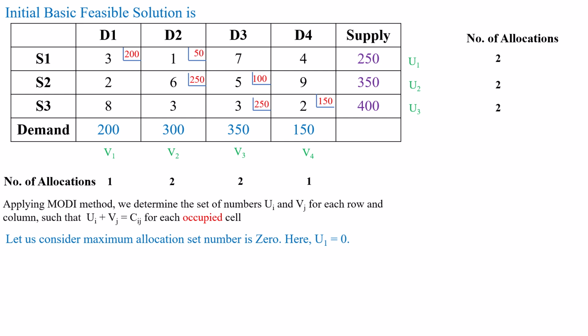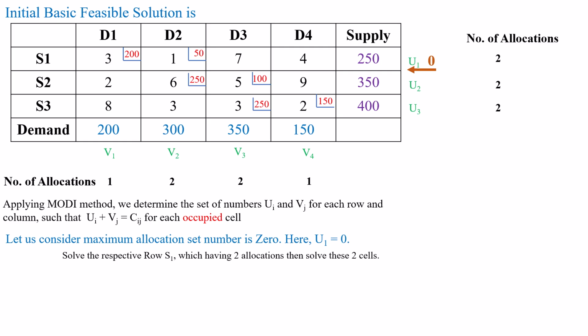Observe that the S1, S2 and S3 rows, as well as the D2 and D3 columns, have the maximum number of allocations. So among u1, u2, u3, v2, v3, any one set number we can consider as 0. We randomly select one set number with the maximum allocations as 0. So here we randomly consider u1 is 0.